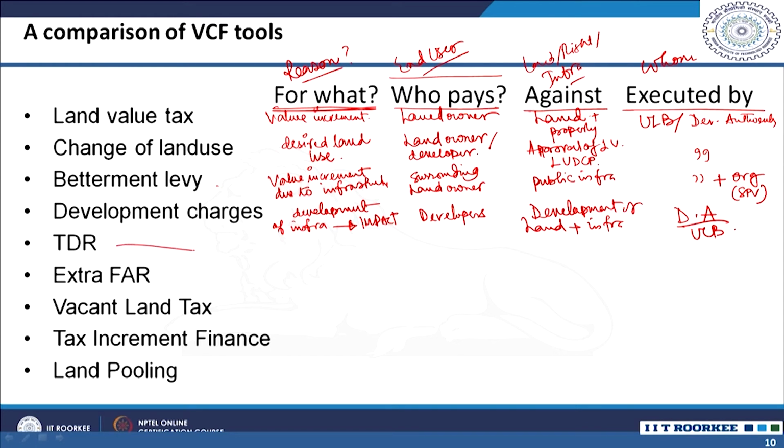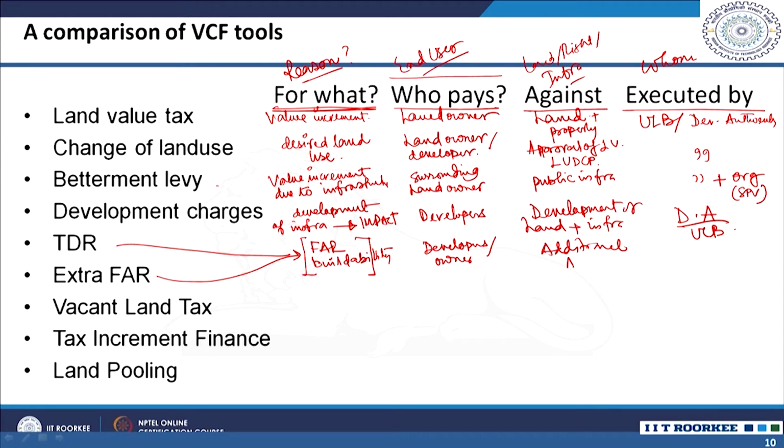Then TDR is basically the FAR. So, basically TDR and extra FAR both are applicable for the FAR as a tool. So, FAR gives you more buildability. So, it is paid by either developer or owner. It is paid against additional FAR and executed by development authority or urban local bodies.